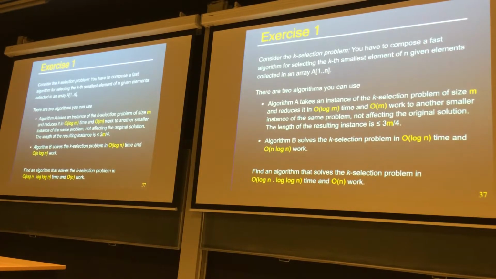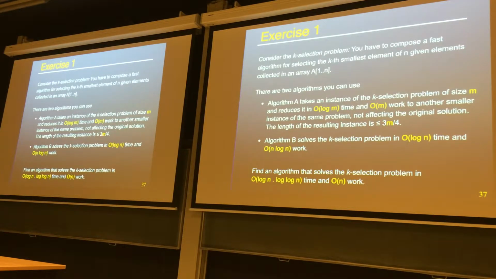Every iteration results in a reduction from m to 3m divided by 4. Well, if I take n as input, then after one iteration I have 3n divided by 4. After 2 iterations I have (3/4)^2 times n. Then (3/4)^3. So after k iterations I have a size (3/4)^k times n.